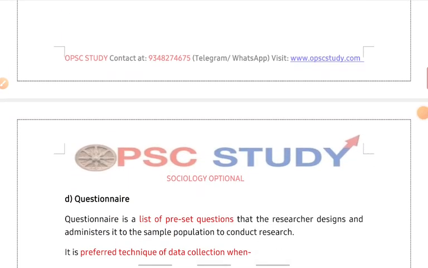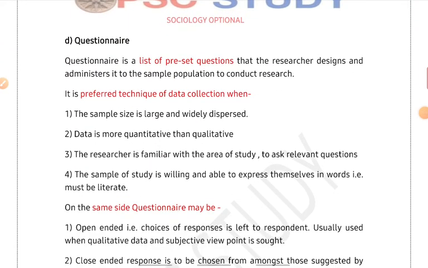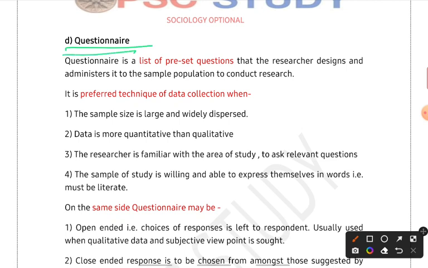Now let's proceed to the next question. The question is, write a short note on questionnaire. So now what will be our structure? We will try to define it.